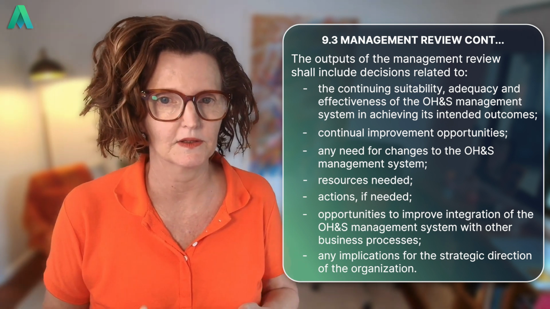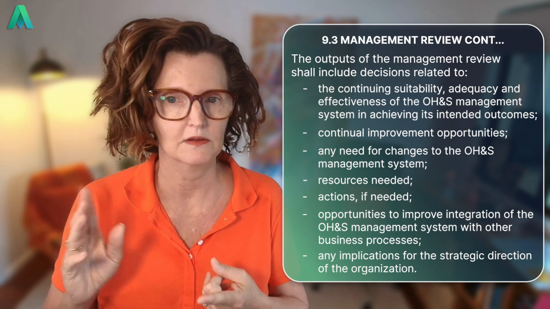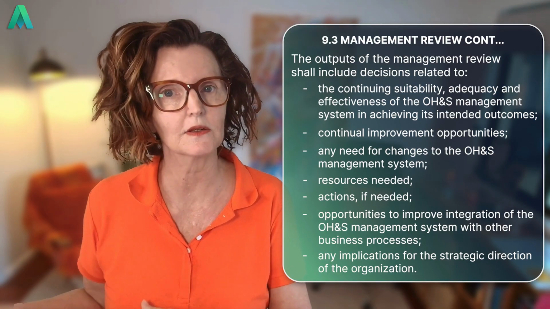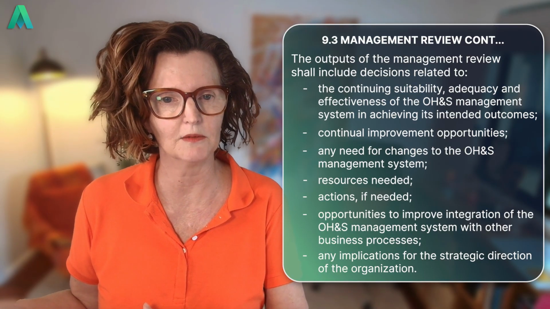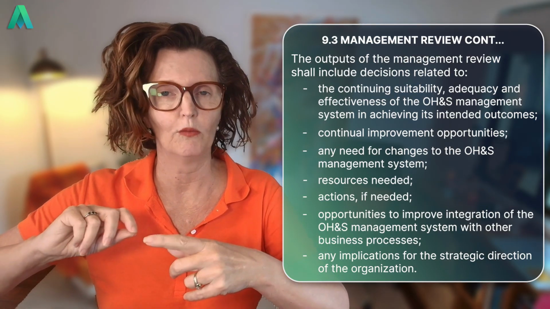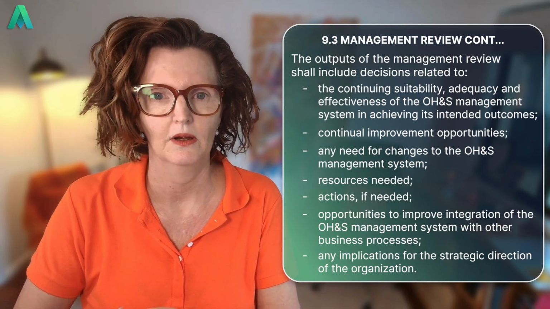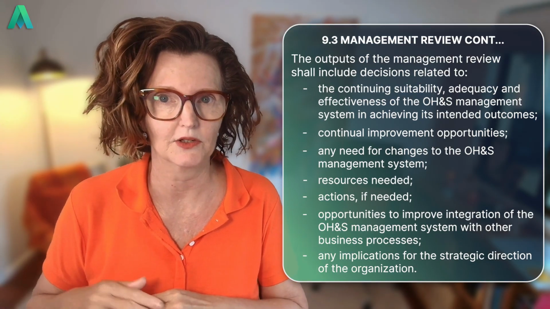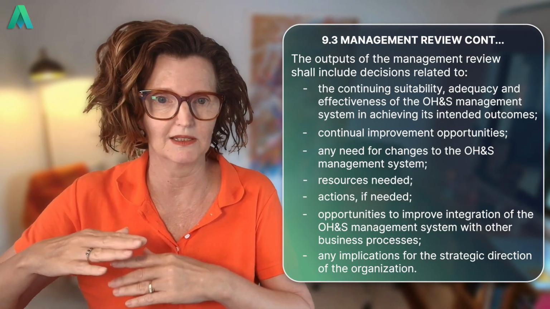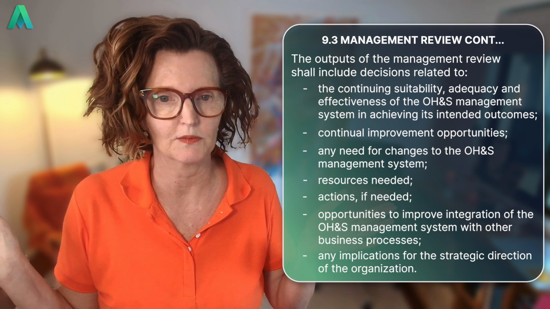We need evidence. Then we need to see actions, evidence around decisions made around any need for changes to the OH&S management system. You can see so far these 3 points, and there's 4 more. These should naturally come out of those input discussions, A through to G, that I have just talked about. This is a natural output. Any need for changes to the OH&S management system.